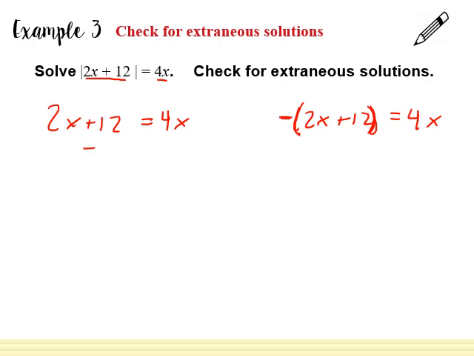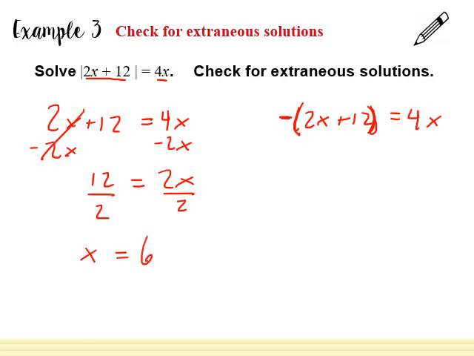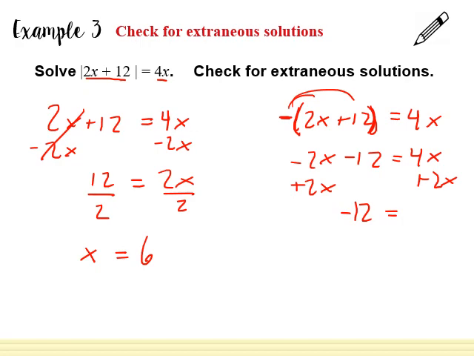Okay, so let's solve both of these for x. Subtract, oh, I lied. We have some terms to move over, so I'm not going to move that constant. I'm going to move my variable to combine it with that 4x. So I have 12 equals 4x minus 2x is 2x. And when I divide by 2, I get x equals 6. Okay. Let's distribute the negative sign. So I got negative 2x minus 12 equals 4x. Same idea, combine my x's. Negative 12 equals 6x. And divide by 6. So x equals negative 2.